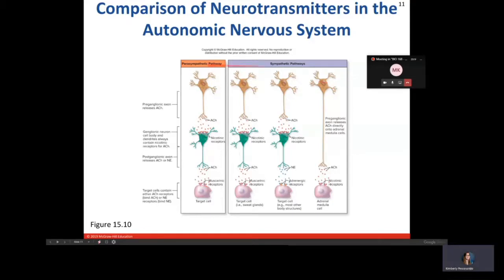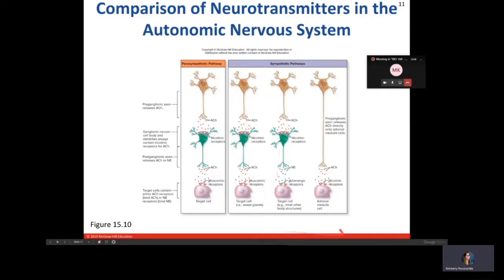Now we get to the sympathetic pathways, and this gets a little more complicated. So remember, we said that the preganglionic neuron is always cholinergic, and it always releases acetylcholine, and that is always going to have a nicotinic receptor, right? So either at the ganglionic neuron or at the adrenal medulla. So we've already kind of talked about this pathway here. Now here are the other two pathways.